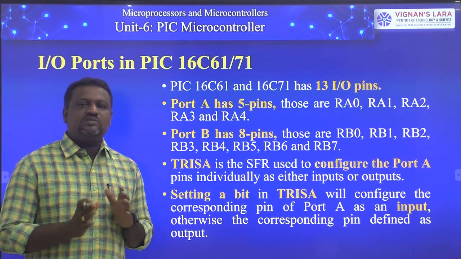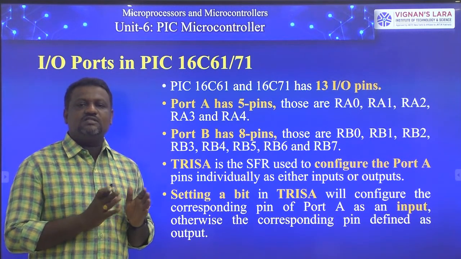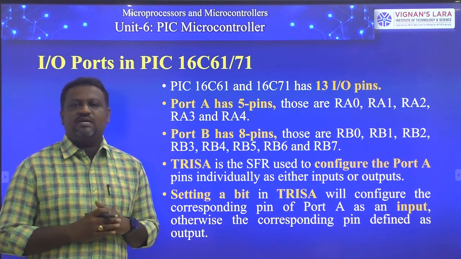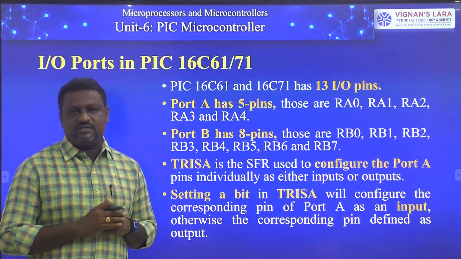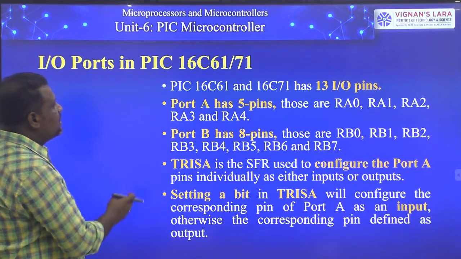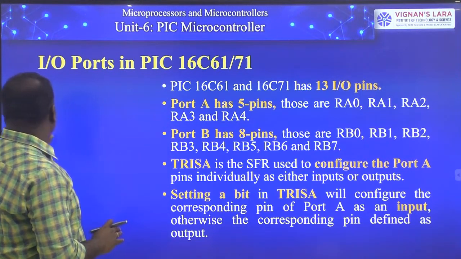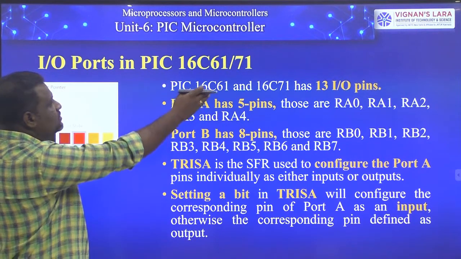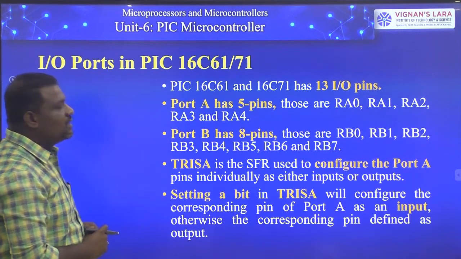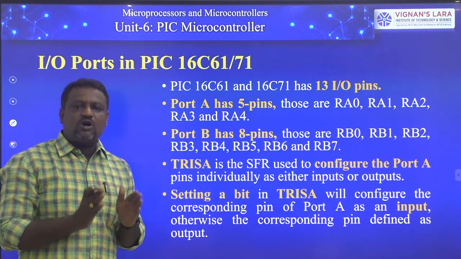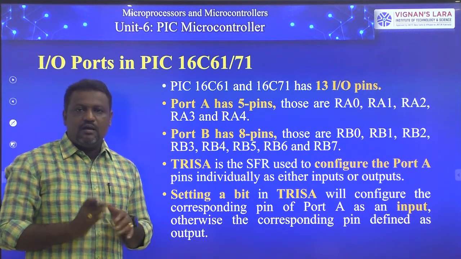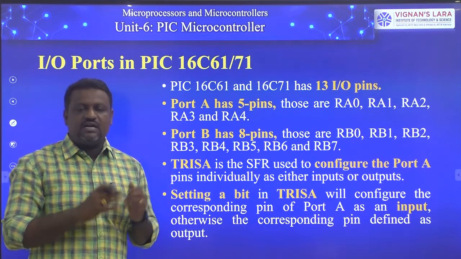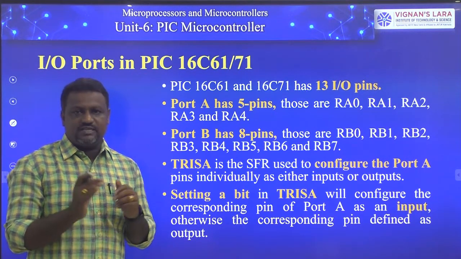We know that PIC 16C61 and PIC 16C71 both are 8-bit microcontrollers, and each one has a total of 13 I/O pins. Those 13 I/O pins are organized in two ports, port A and port B. Port A consists of 5 signals and port B consists of 8 signals.